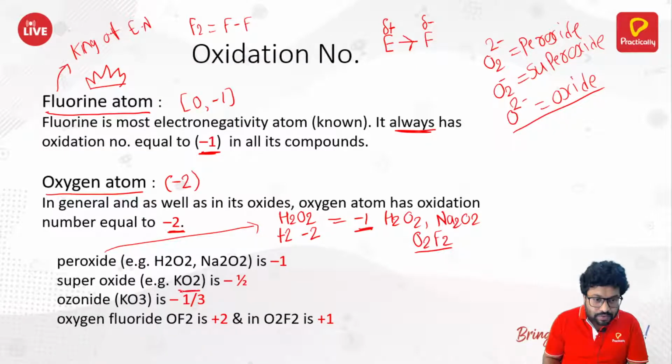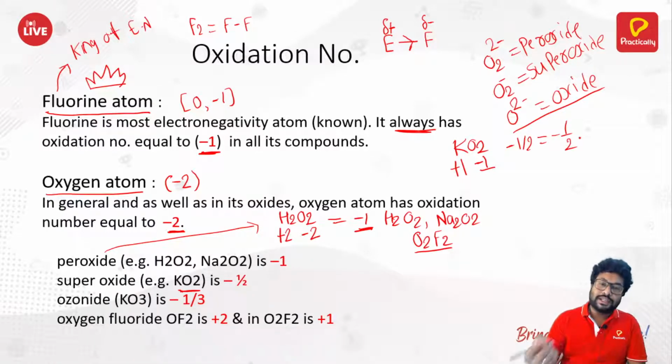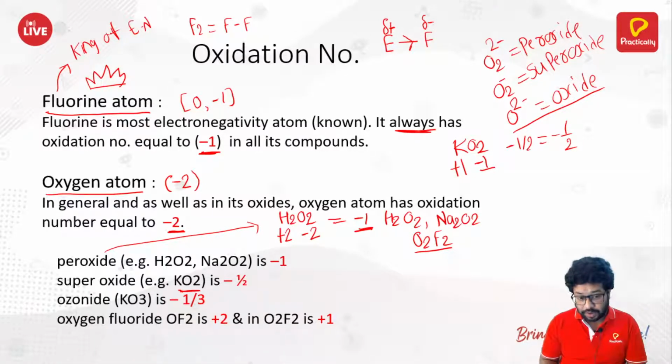Superoxide, KO2. Now in KO2, you have potassium. Potassium is an alkali metal, and alkali metals' oxidation state is always +1. So if it is +1, the two oxygen will share a -1 charge. We always talk about oxidation state of a single atom, so -1 divided by 2. That is why it is -1/2. That is the oxidation state of oxygen in superoxide.